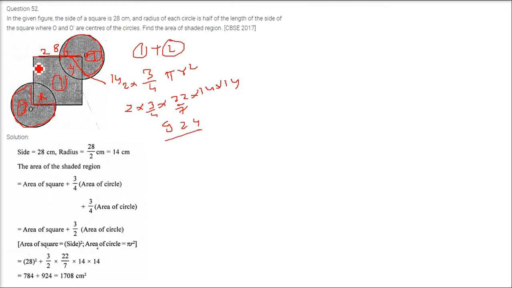And now what is the area of this square? It is 28 is the side, so we add 28 square. Here 28 square comes to 784. And the answer will be 1708 centimeters square.